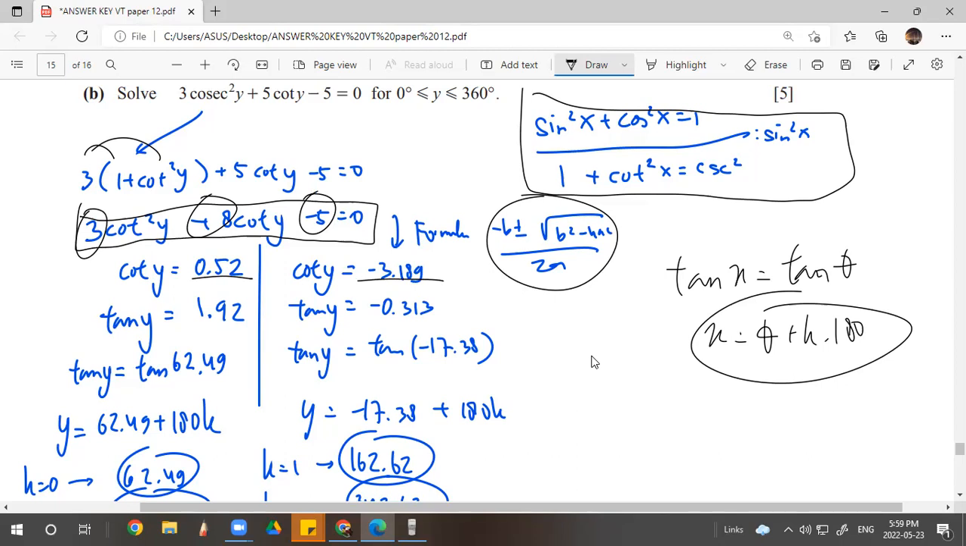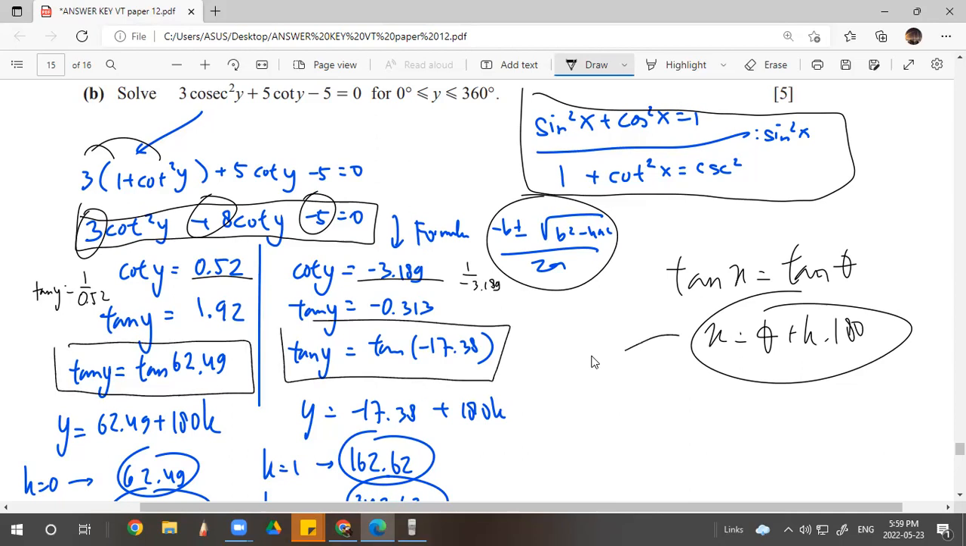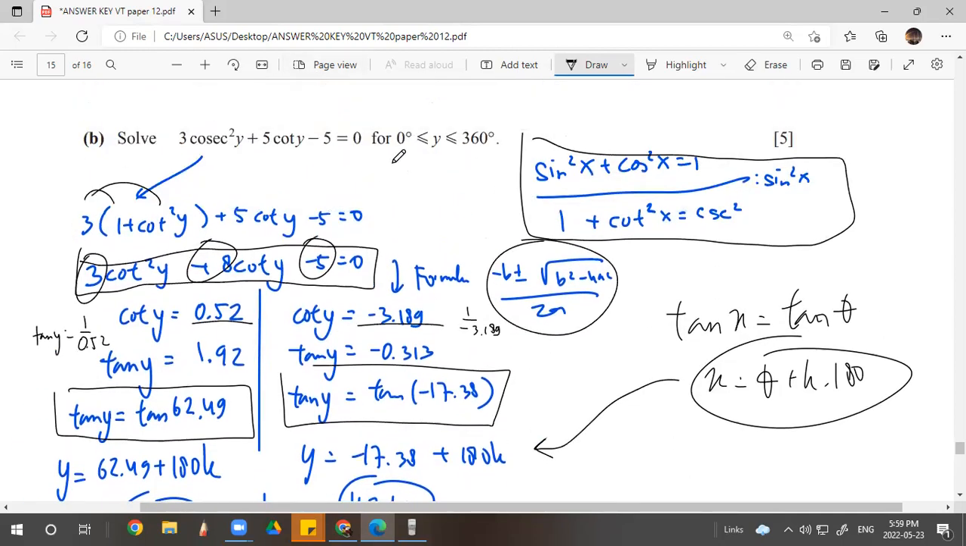So to calculate the tangent, you just switch the order. So tan y equals 1 over 0.52. The answer is 1.92. And tan y equals 1 over negative 3.189. So it's negative 0.313. Use the calculator, shift tan, and you put the formula here. Okay, the angle 62.4549 plus 180k, and you check the value of k until it reaches 360.